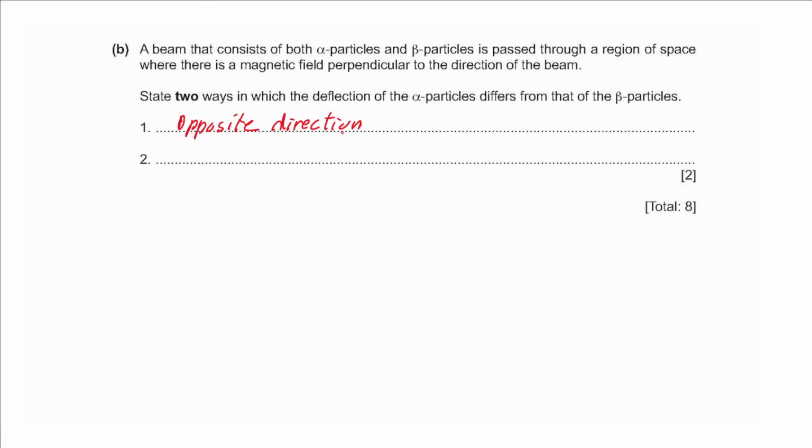And as for the amount of deflection, we say that the deflection of beta particles is much greater than that of alpha particles because beta particles are much lighter and they will be affected greatly by the same force.